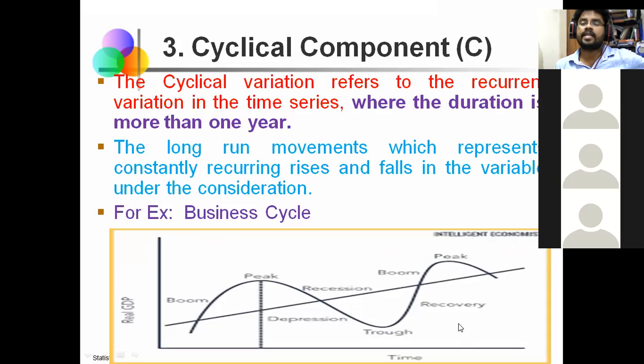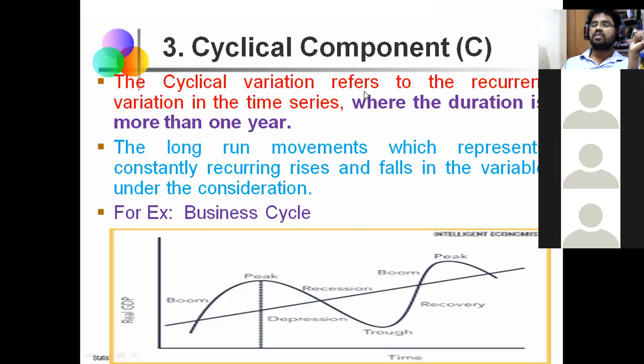Then the third one is the cyclical component or cyclical variation. As you know, when you study microeconomics or macroeconomics, I think you learned about the business cycles. The cyclical variation refers to the recurring variation in the time series. Recurring means once it is at peak, automatically it goes down, and automatically it goes up again to the peak level. For example, when you observe a cycle wheel, whatever part is at the top automatically goes down, then later it comes up again, rotating the same way.